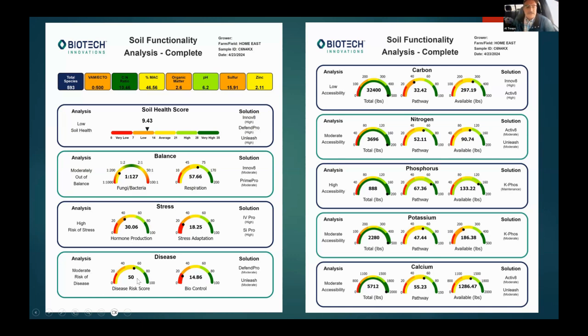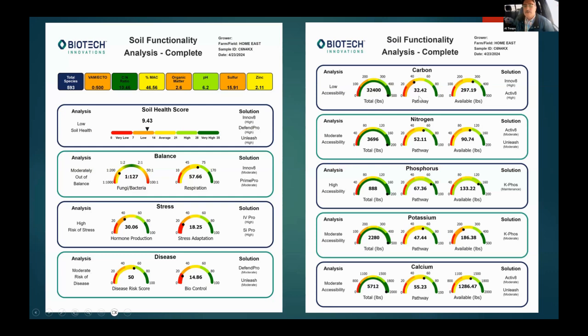What's the disease risk? Am I going to be susceptible to diseases? What are my biocontrols? What are the agents there that help naturally defend against pathogens, bacteria, nematodes, this type of stuff? These are all biocontrol agents. And then I'll take the total nutrients on the left of the sample, available nutrients here on the right, and then if the pathway is open in a percentage.